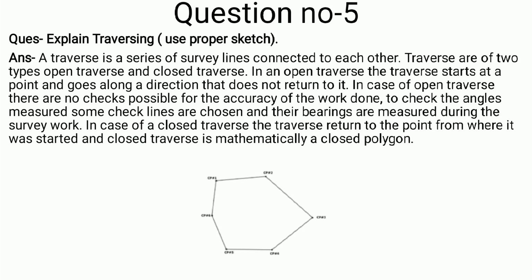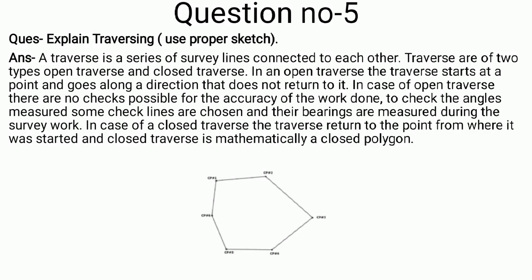The next question is, explain traversing. A traverse is a series of survey lines connected to each other. There are two types, open traverse and closed traverse. In an open traverse, the traverse starts at a point and goes along a direction that does not return to it. In case of an open traverse, there are no checks possible for the accuracy of the work done. To check the angles measured, some check lines are chosen and their bearings are measured during the survey work.